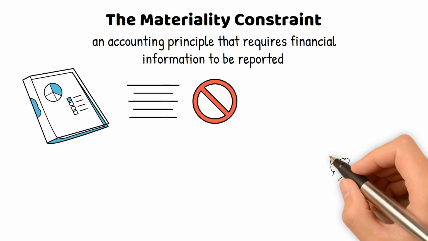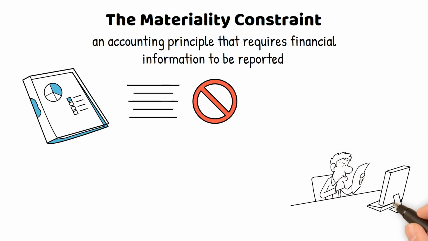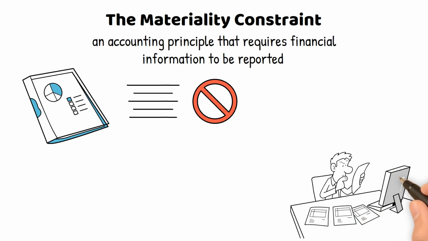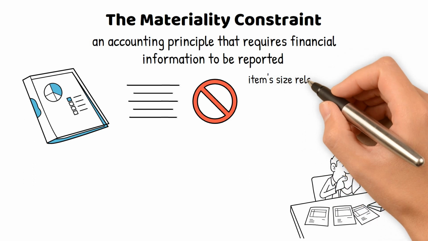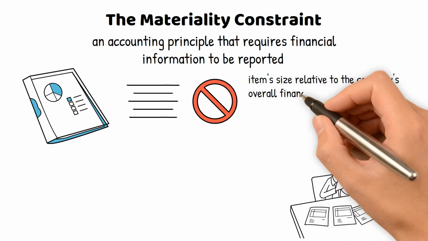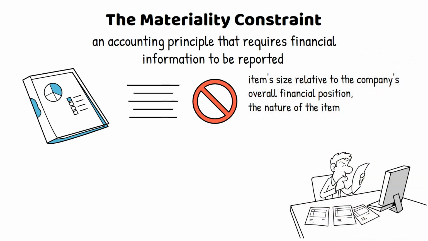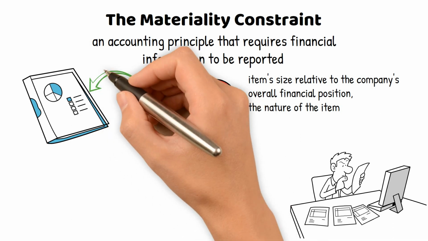Instead, it allows companies to use their judgment to determine whether a particular item is significant enough to be reported. Determining whether a particular item is material depends on various factors, including the item's size relative to the company's overall financial position, the nature of the item, and the impact it may have on financial statements.